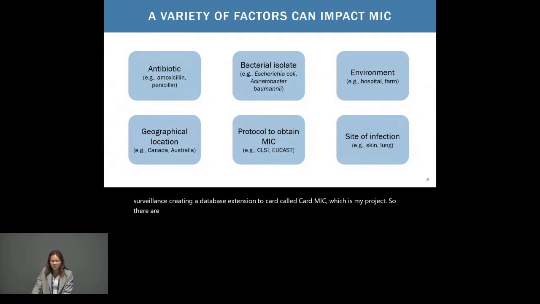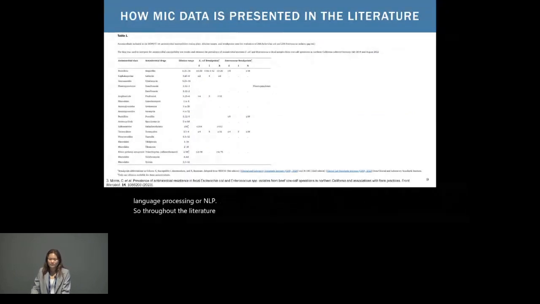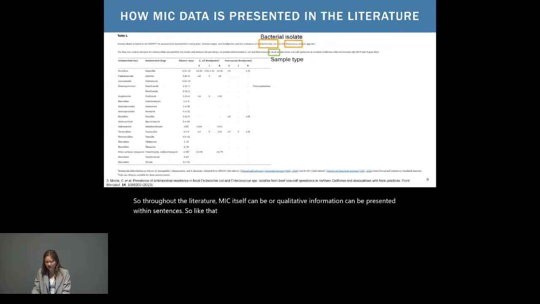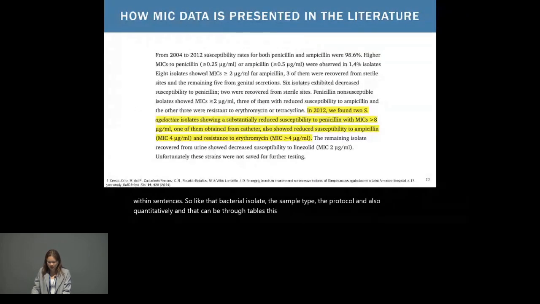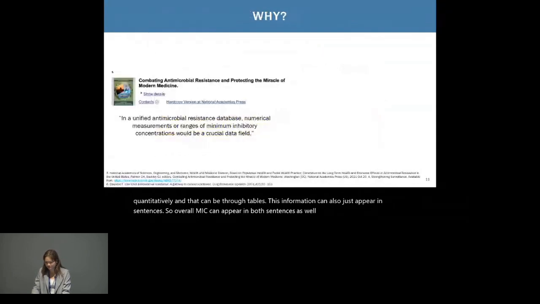So there are a variety of different factors that can impact MIC itself. So the antibiotic, bacterial isolate, the environment, geographical location, the protocol to obtain the MIC, and the site of infection. And we want to capture all of this qualitative information by leveraging natural language processing, or NLP. So throughout the literature, qualitative information can be presented within sentences, like the bacterial isolate, the sample type, the protocol, and also quantitatively, and that can be through tables. This information can also just appear in sentences. So overall, MIC can appear in both sentences as well as tables.